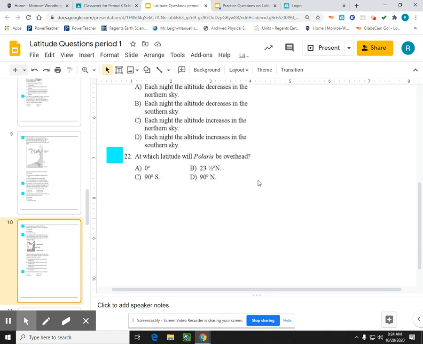At which latitude will Polaris be overhead? Well, overhead would be looking up at 90 degrees from the horizon. So it would be D, 90 degrees north.